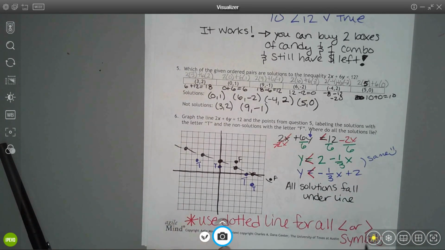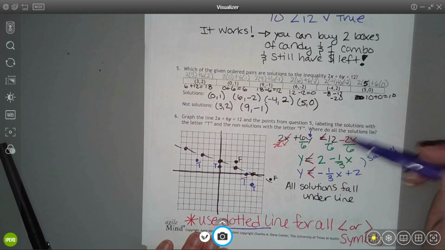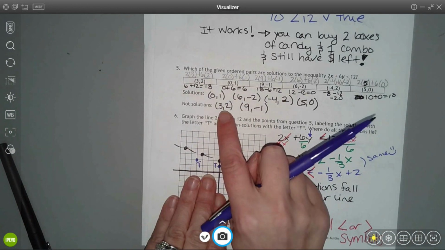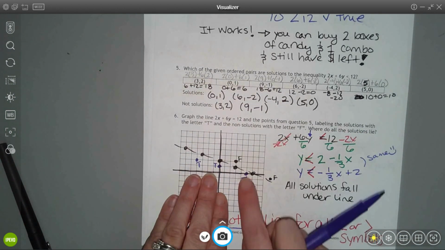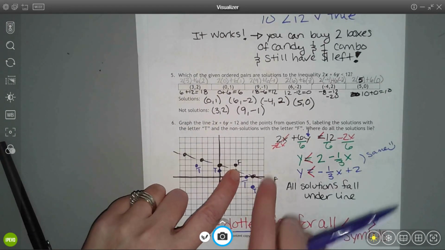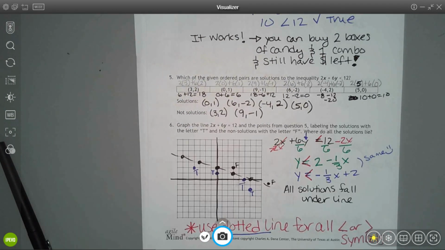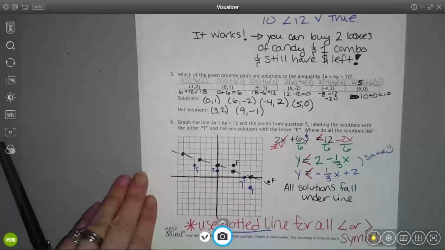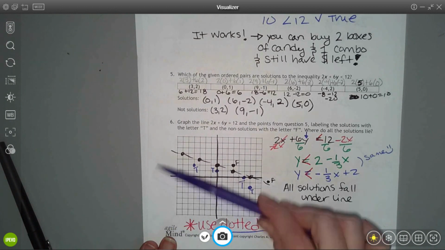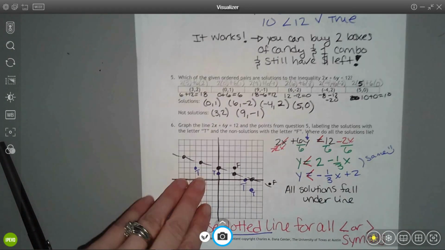With that, again, I used a dotted line because I don't want us to think that we can equal this amount. So what I did is I took each of these points that were true, that were solutions, plotted them, marked them with a T. Each of the ones that were false, not solutions, I marked with an F. Okay. And what I noticed is that all solutions marked with a T fall below the line. All solutions fall under the line.